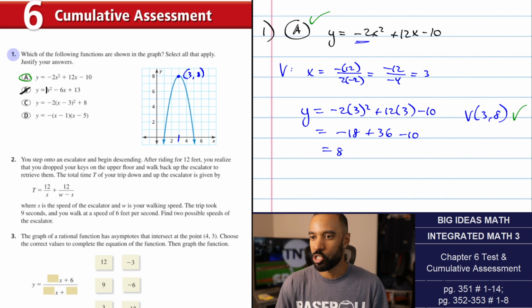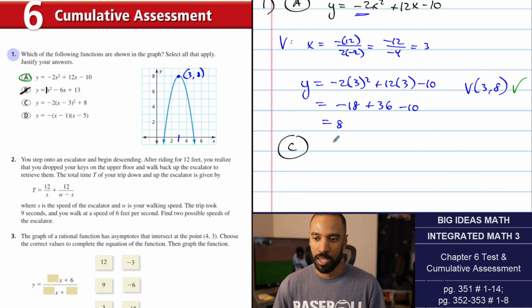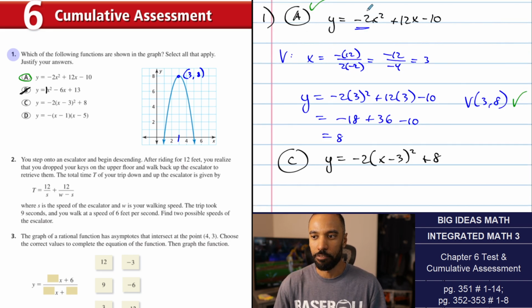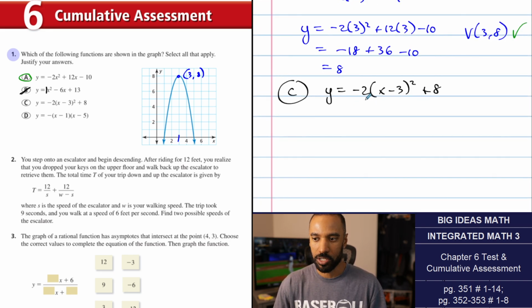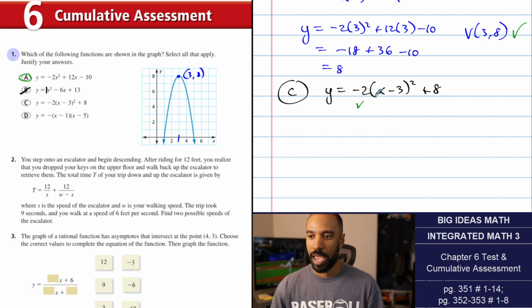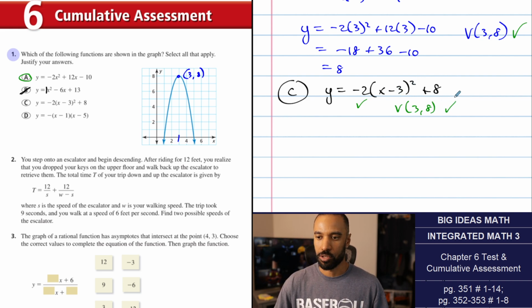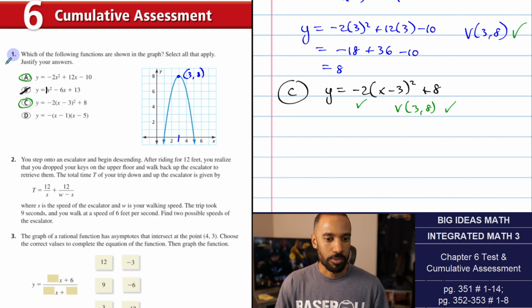C is very much so in play. In fact, C is the answer, the vertex of this guy. So I don't have to write any work for B. We know it's not B. C, I don't really have to do any work. I just want to call out the fact that your A value is indeed negative 2, the same stretch factor as the first one, which means if this one works, then that being the same stretch factor is good. And this thing has a vertex at 3, 8 because this is in vertex form. This is x minus h squared plus k, so that's also good. So C is correct.